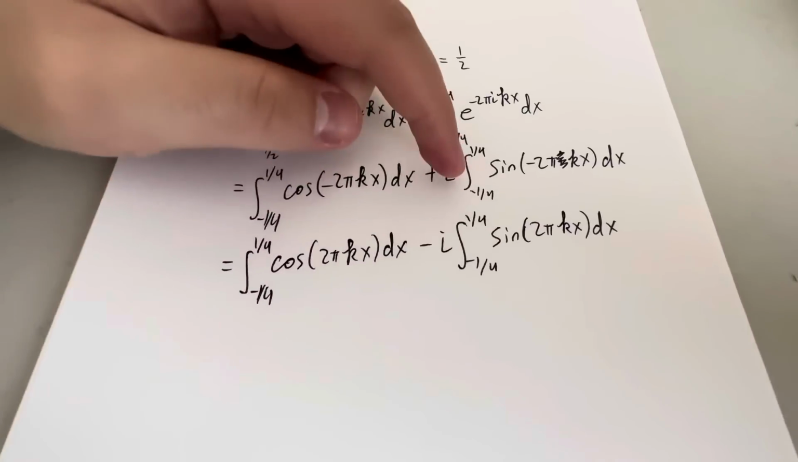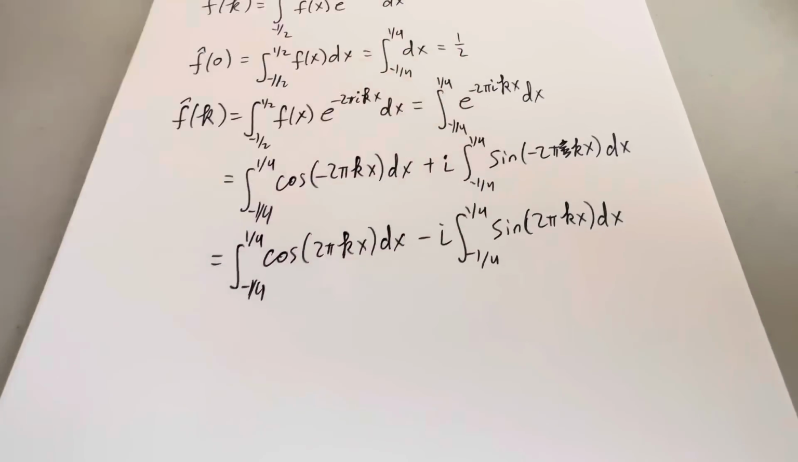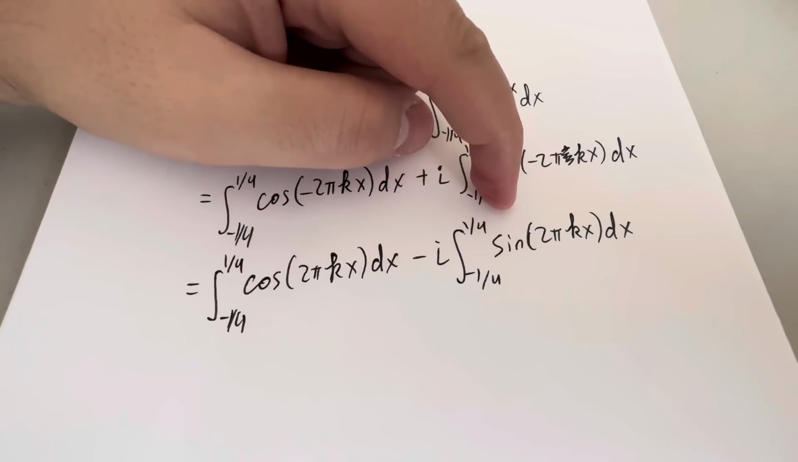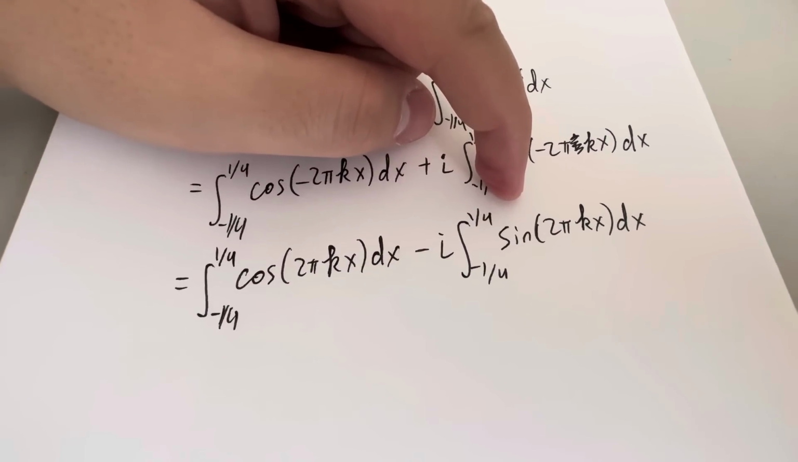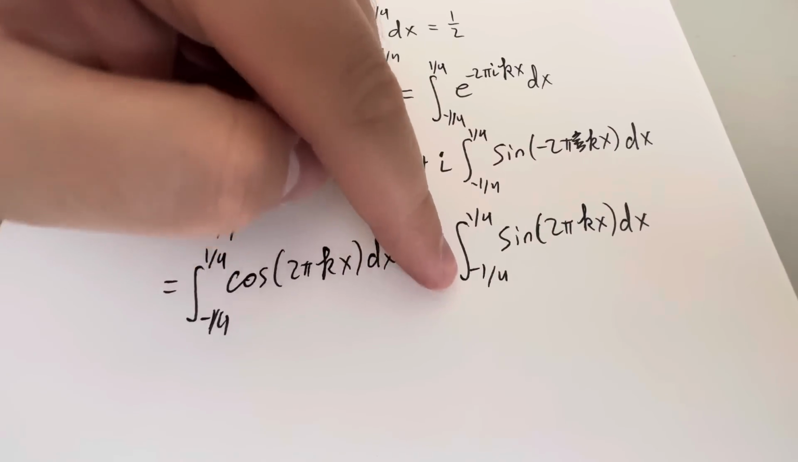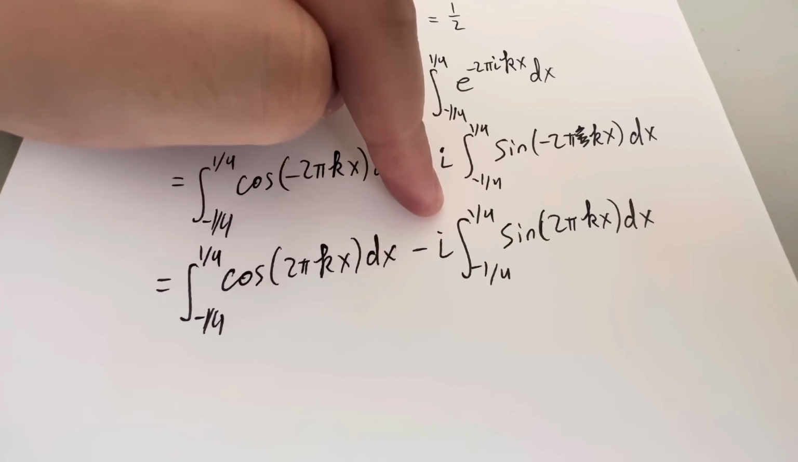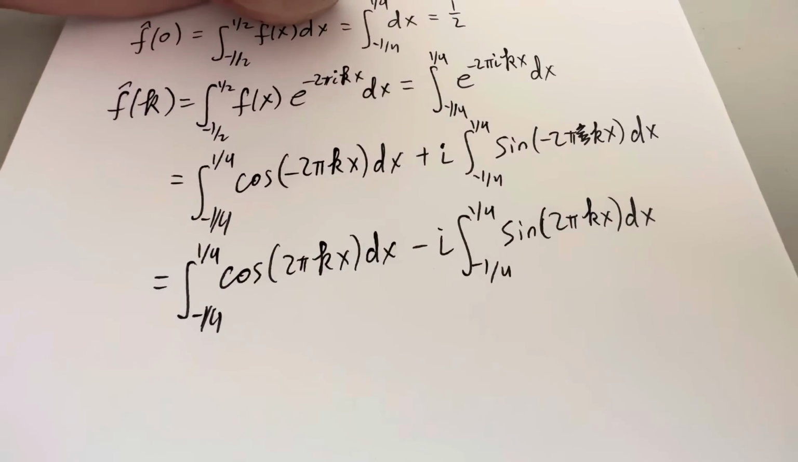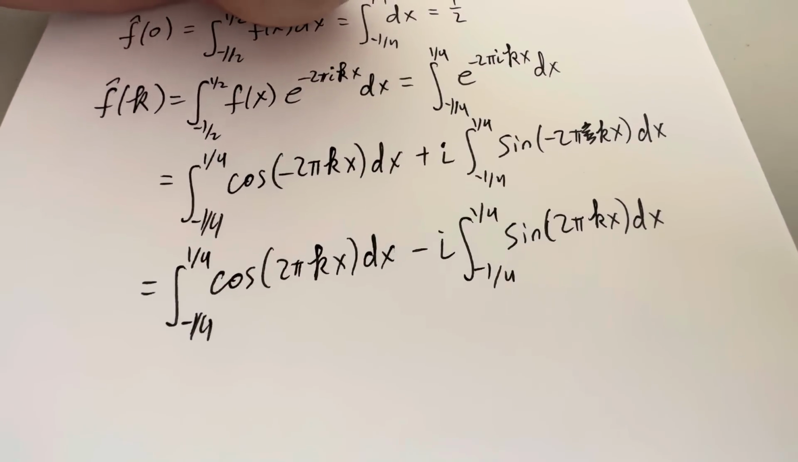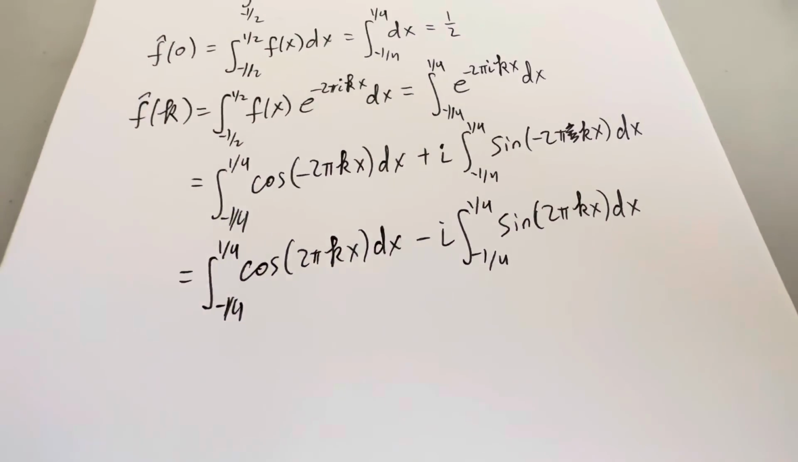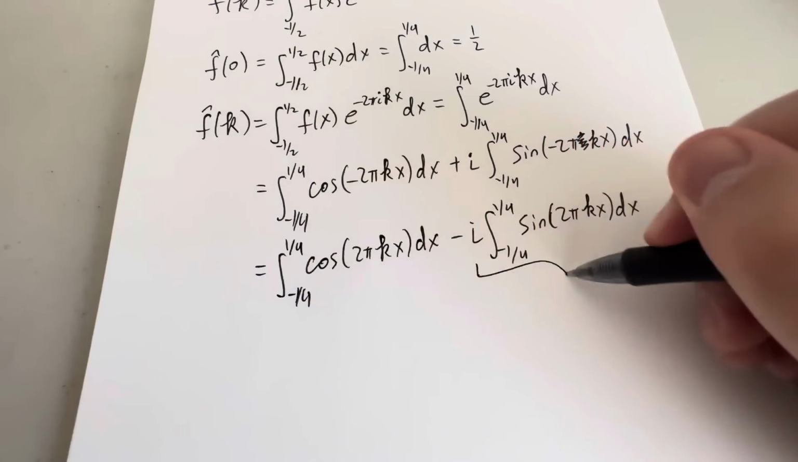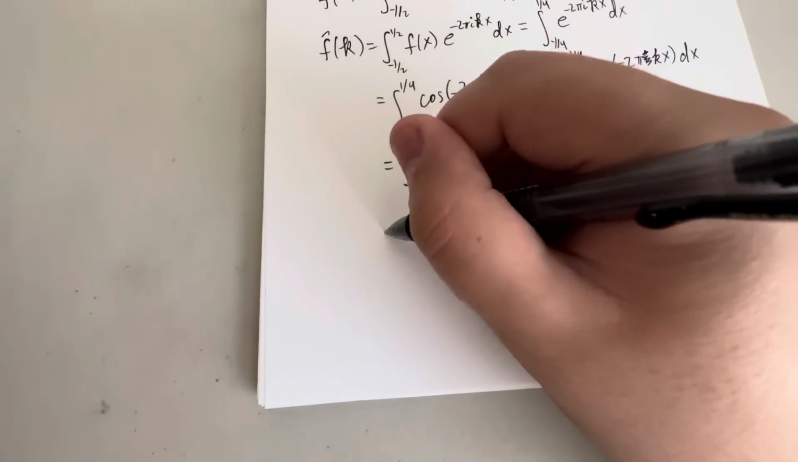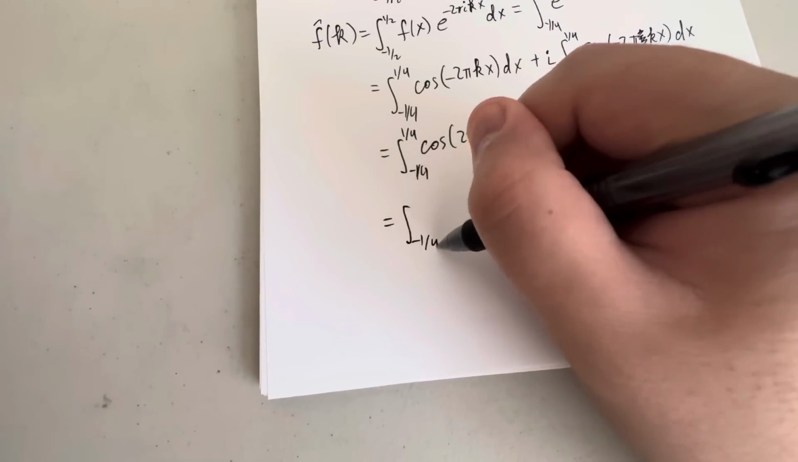Okay, and now we make an even better observation. Sine is an odd function, and we're integrating sine over the interval from negative 1/4 to 1/4, which is symmetric about the origin. And it doesn't matter what the inside looks like; it's still an odd function. So if you integrate an odd function over a symmetric interval, you'll always get 0. So this whole imaginary part is equal to 0, which means that we get this.